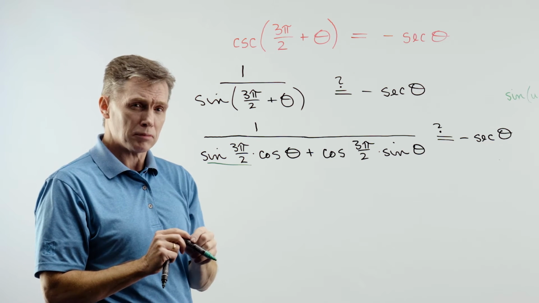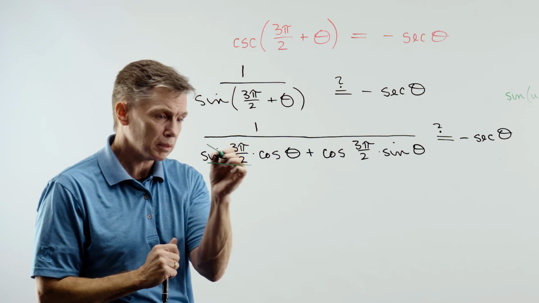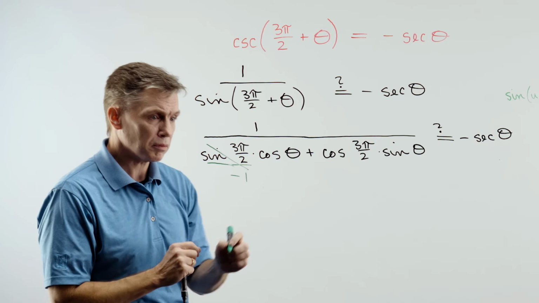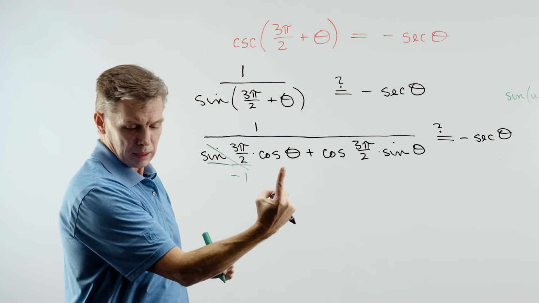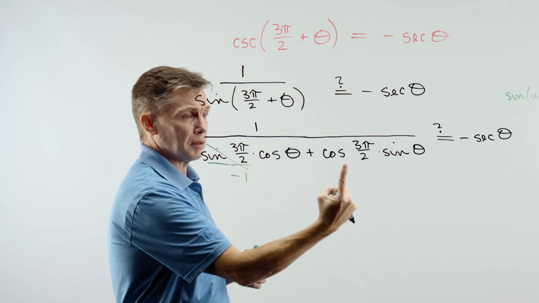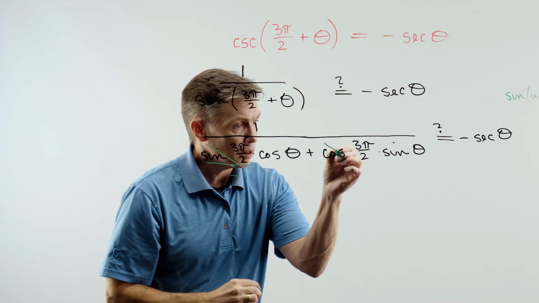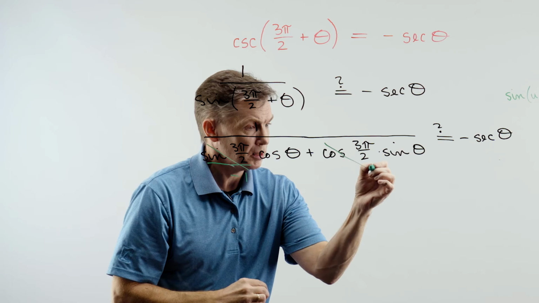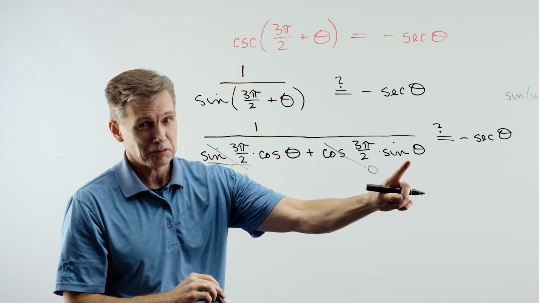Sine of 3 pi over 2. You know that that is a negative 1. Sine of 3 pi over 2 is a negative 1. Cosine of theta, I can't do anything about that. That's cosine of theta. Cosine of 3 pi over 2, though, there's a specific angle, and I know that cosine of 3 pi over 2 is 0. Okay, and then sine of theta is just sine of theta.